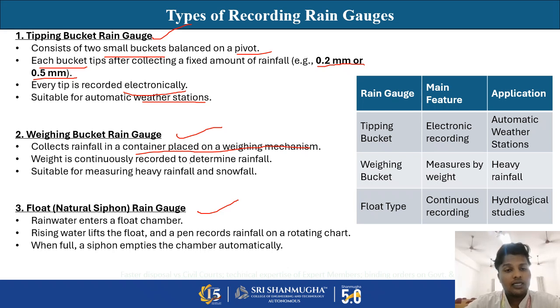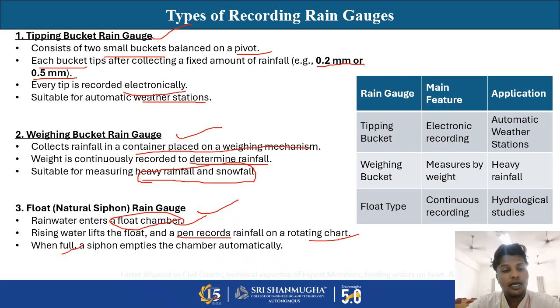So weight is continuously recorded to determine the rainfall. So weighing bucket gauges are suitable for measuring heavy rainfall and snowfall. Floating rain gauges work as follows: rainwater enters the floating chamber, it lifts the float, and a pen records the rainfall on a rotating chart. When full, a siphon empties the chamber automatically.